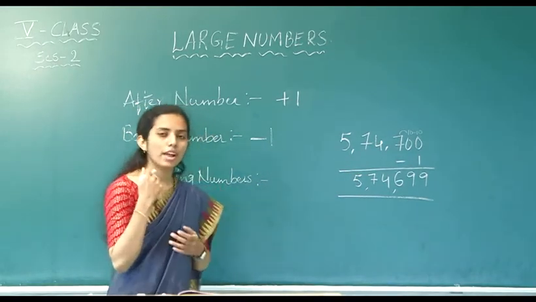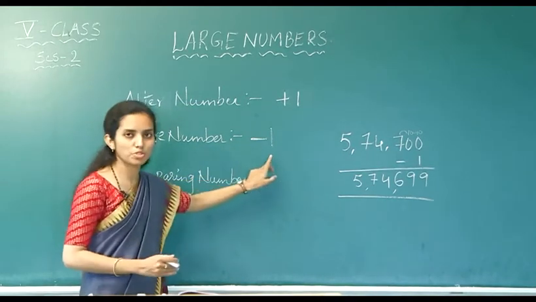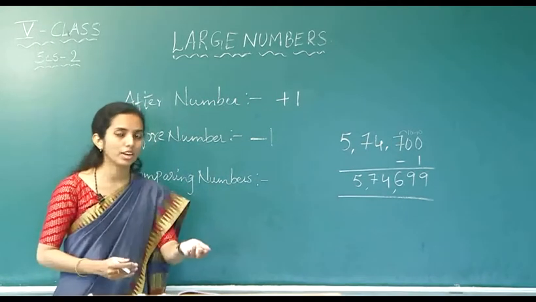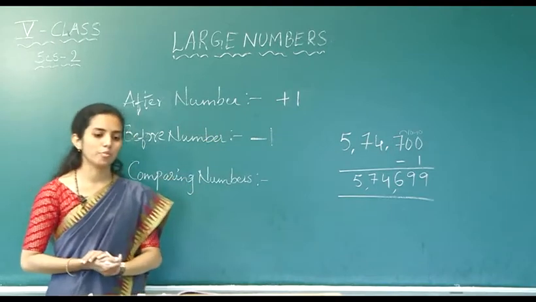which is the before number of 5,74,700. So, for any number, to know the before number, we have to subtract 1, and to know the after number, what comes after the given number, we have to add 1 to the given number.